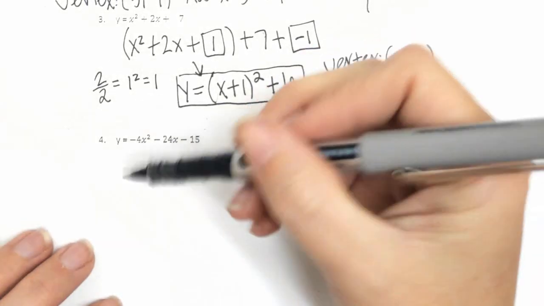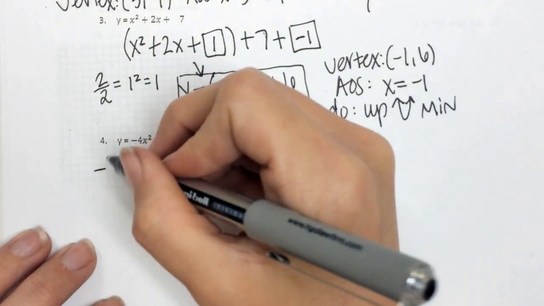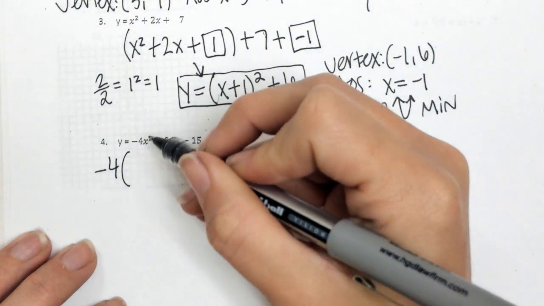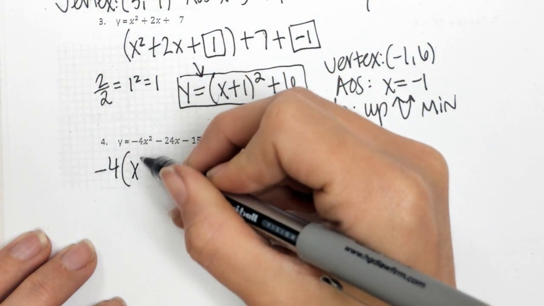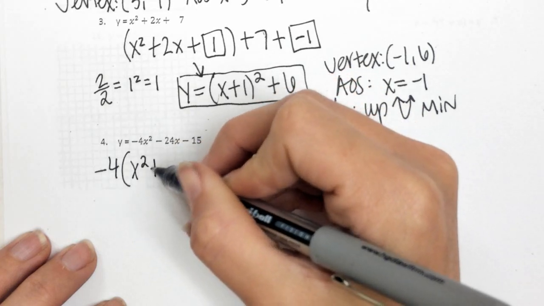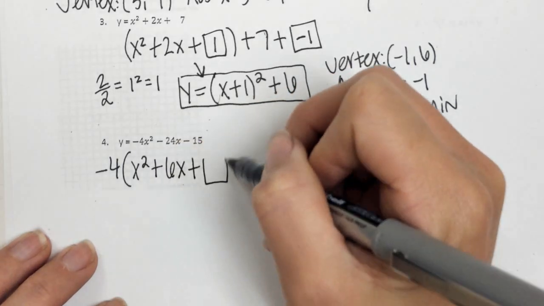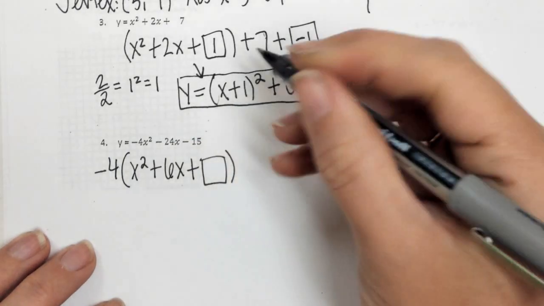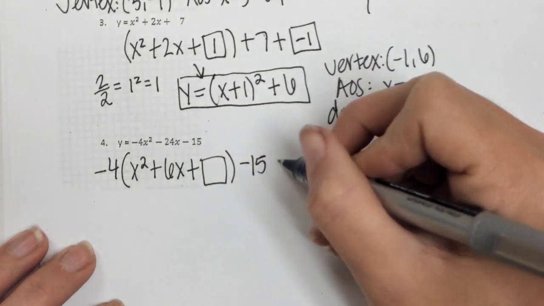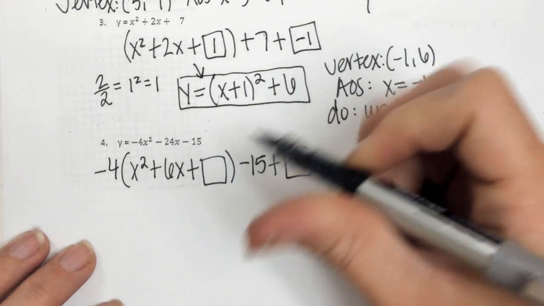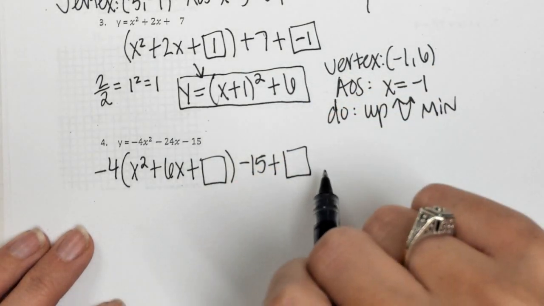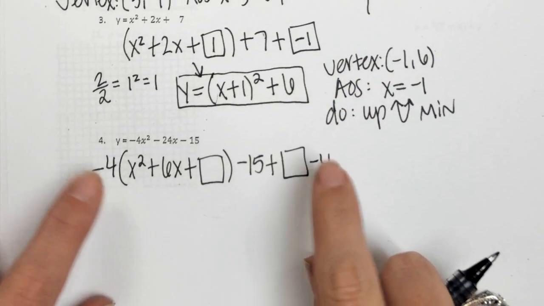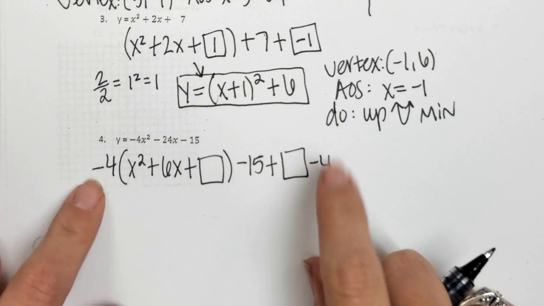Alright, so your A is negative 4 here. That's what you should have taken out. And you only take it out of the first 2 terms. So this would make x squared. This would make positive 6x plus blank. This negative 15 just stays the same, plus blank. And remember, if you have to have an A out front, it needs to be on this end too, like a sandwich. Negative 4 and negative 4 need to be on the inside and outside.